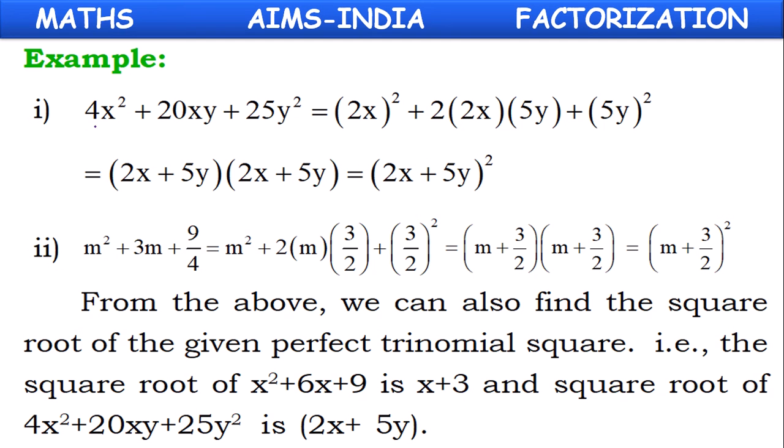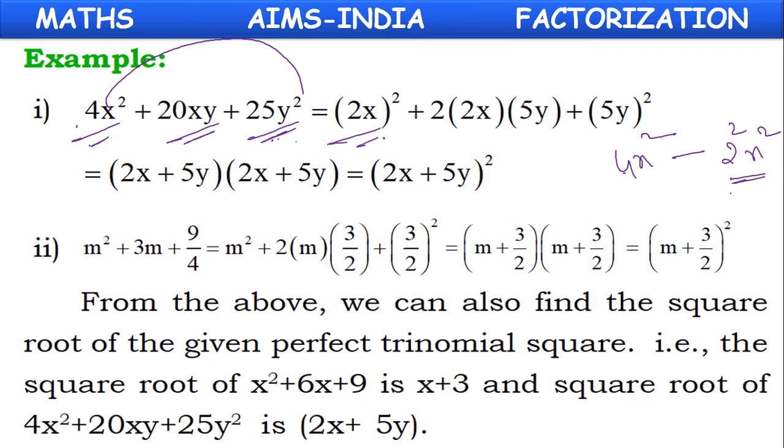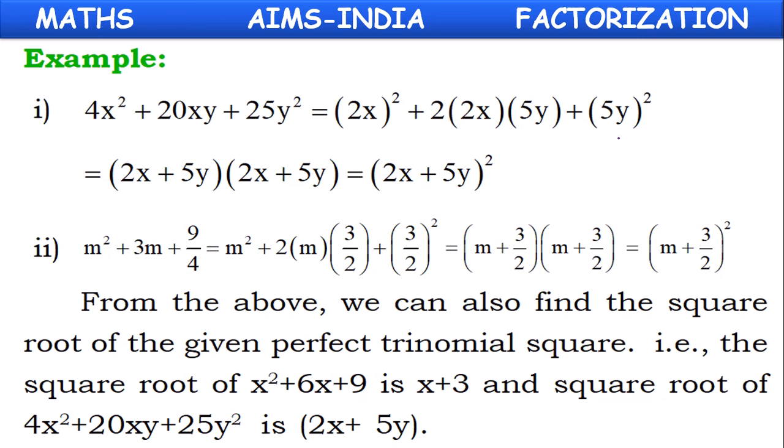Suppose let's see the example, children. You have 4x square plus 20xy plus 25y square. We have to check first and third terms whether they are perfect squares or not. 4x square: 4 can be written as 2 square, so we can write it as 2x whole square. First term is a perfect square. 25y square, third term, can also be written as 5y whole square. Middle term 20xy is there.